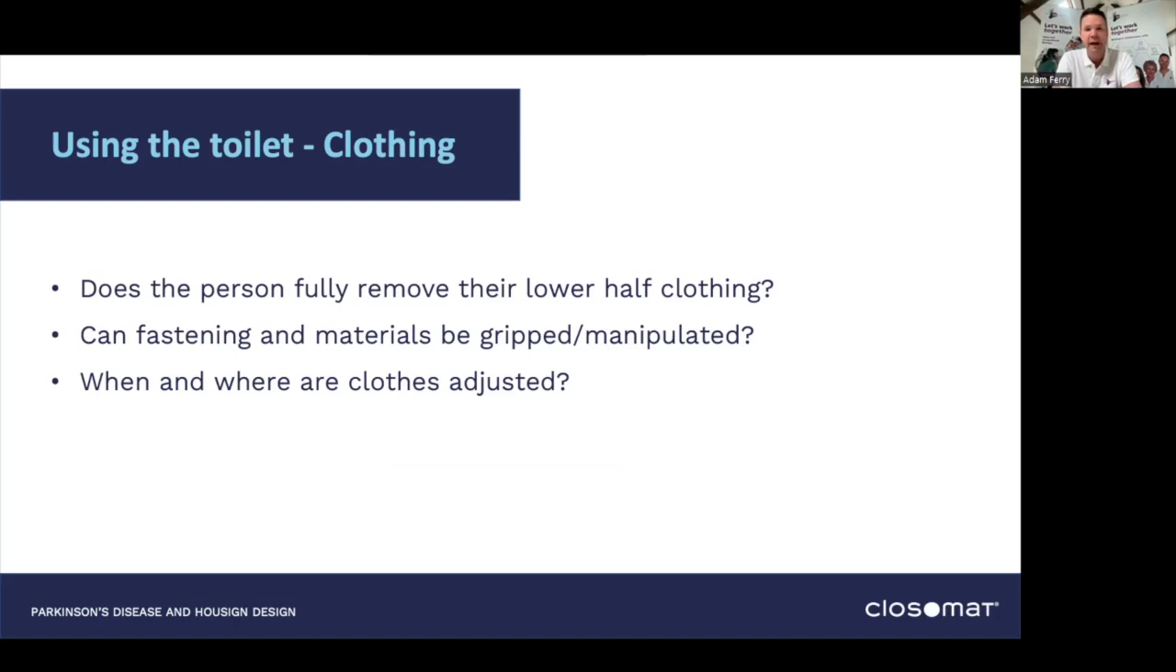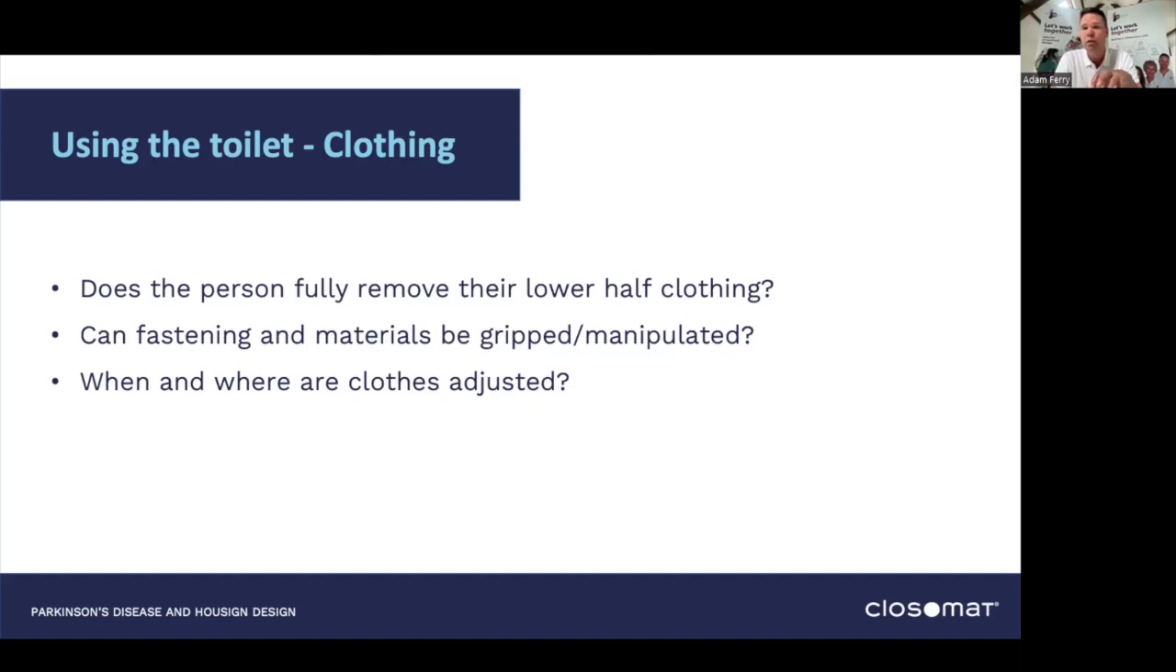And when and where are clothes adjusted? Is it at the toilet? Is it when they're sitting down to the toilet? So as they're sitting, are they moving trousers down, or are they lifting dresses, skirts up, for example? Or is that happening somewhere else? Because those things play a big part in our activity analysis.